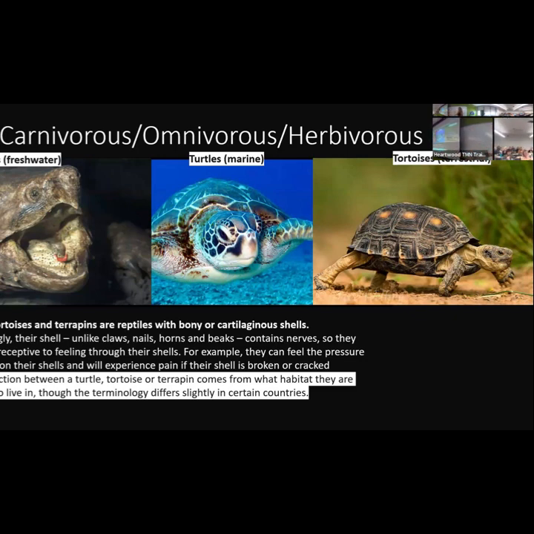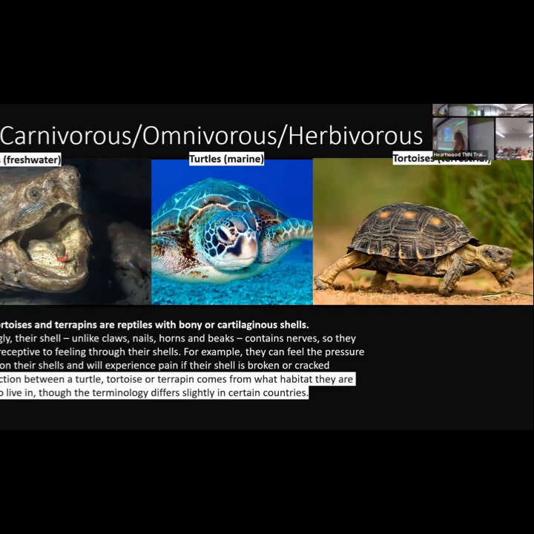And then we have tortoises, which have the elephantine feet. They are completely terrestrial. And they kind of have this very dome-shaped shell. All the other guys, they have variations of the shell, but it is going to be kind of flatter, not as domed as a tortoise.